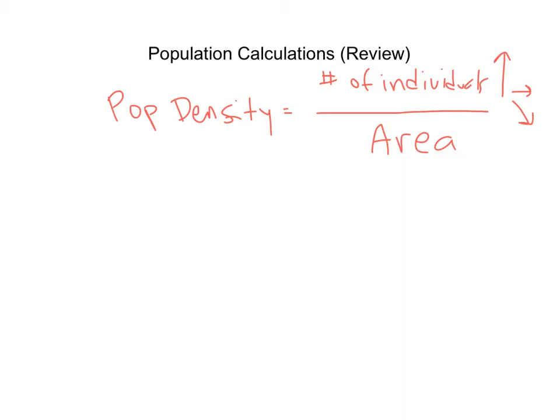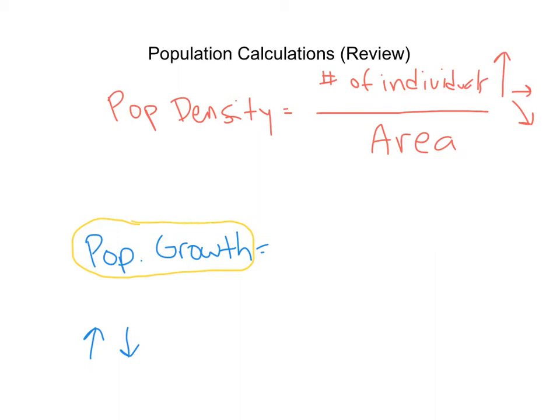Now, the other thing we did was population growth. I'm just going to put pop for population growth. And remember, that's where we had to add the things that make a population go up, and then we subtracted things that make a population go down. And you're going to need to know this one because the next thing we're going to do is called population growth rate. And you got to be able to figure out population growth in order to calculate the population growth rate.